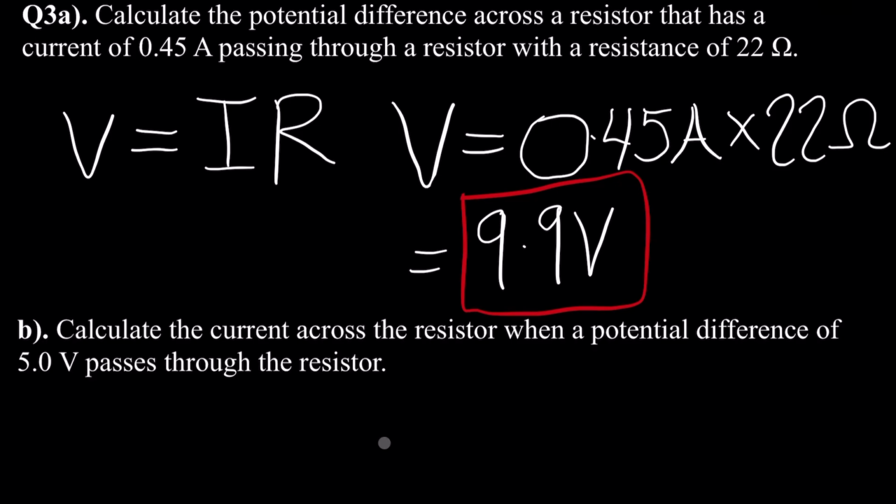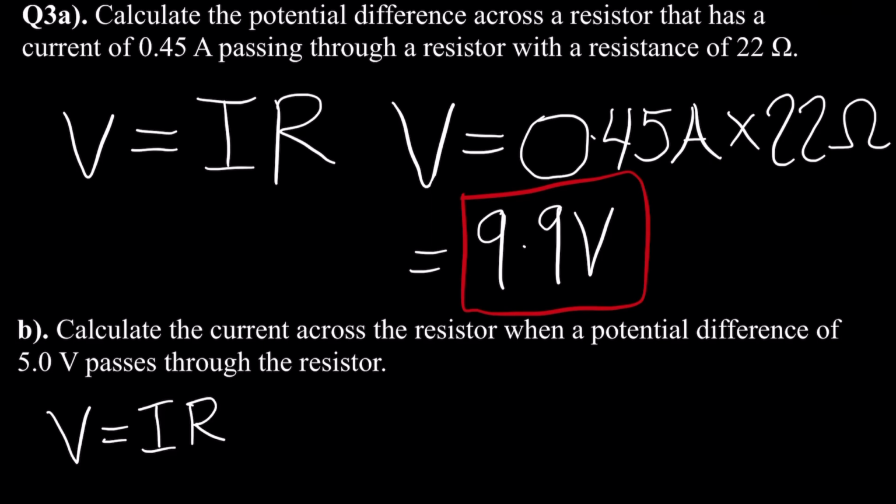So now for part B, the question says calculate the current across the resistor when a potential difference of 5 volts passes through the resistor. So this time a potential difference of 5 volts instead of 9.9 volts passes through the resistor. And the question wants us to calculate the current this time. So in order to answer this question, we need to use 5 volts as the potential difference, but reuse the 22 ohms from the previous question because the resistance of the resistor hasn't changed.